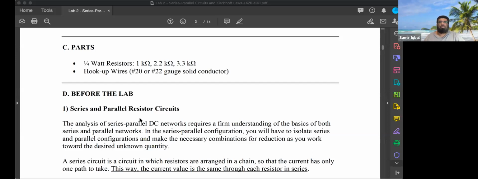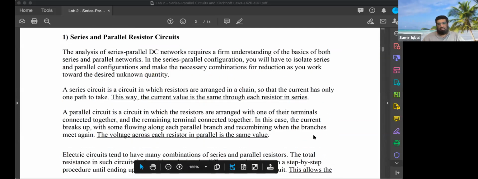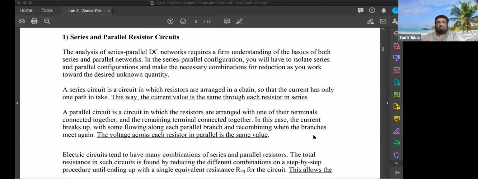Now you have to create those circuits. Before the lab, you have the understanding from your lecture of how a series circuit behaves and how a parallel circuit behaves for current and for voltage. Once we have that, then we can start cranking up these circuits and start doing the measurements.